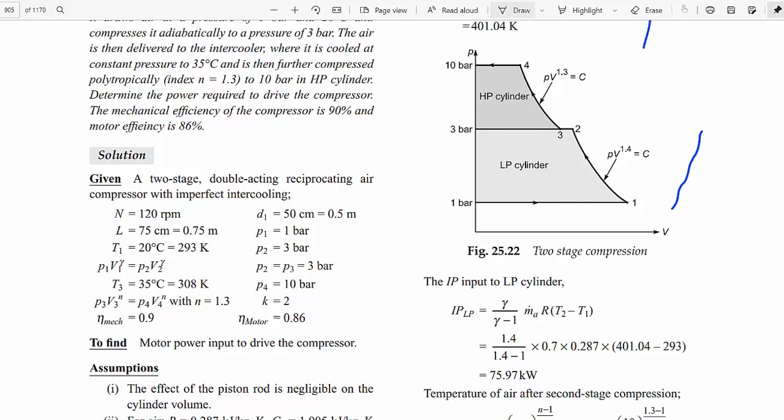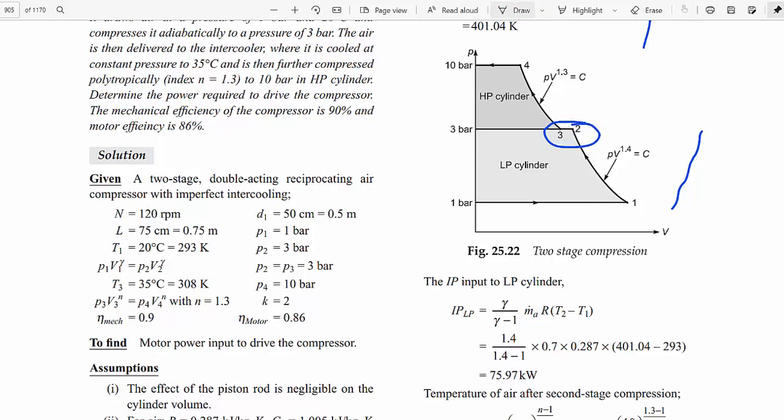Then N equal to 120 rpm, L equal to 75 centimeter, in meters 0.75, and diameter 50 centimeter, in meters 0.5. Pressures P1 and P2 are 1 bar and 3 bar, converted into kilopascal, which is 100 kilopascal and 300 kilopascal. One more data: during the intercooling process the pressure remains constant. Therefore P2 equal to P3, equal to 3 bar, and P4 equal to 10 bar. The first process is adiabatic, therefore gamma equal to 1.4. The temperature T2 is unknown, but after the intercooling process, this is the intercooling area.